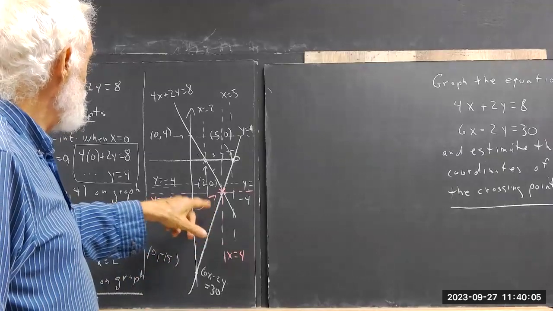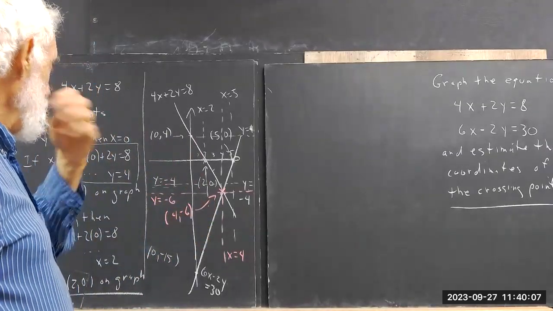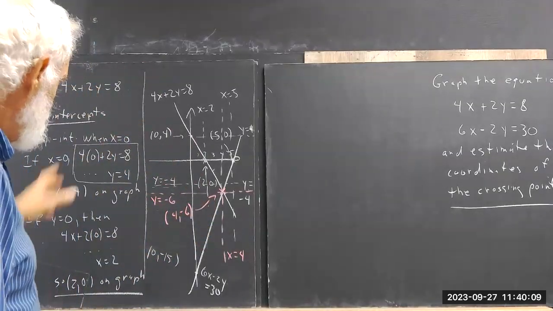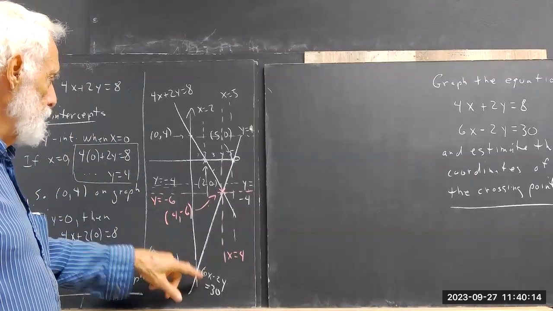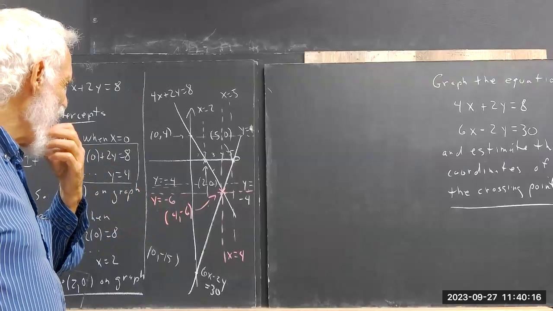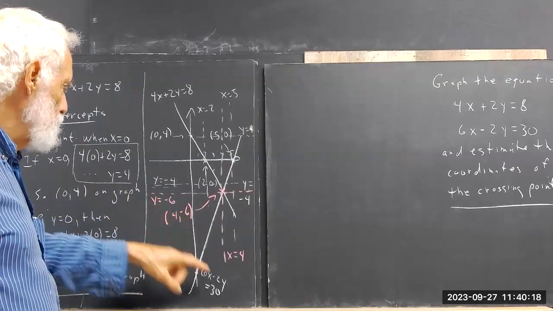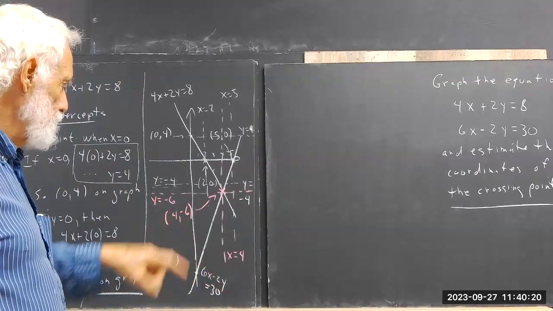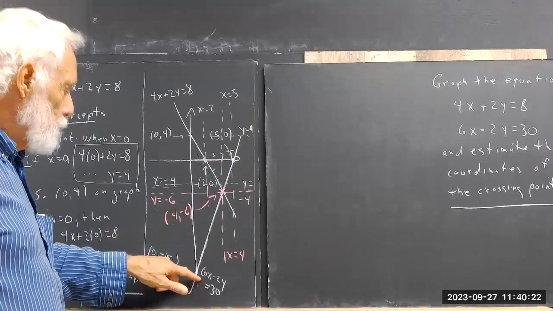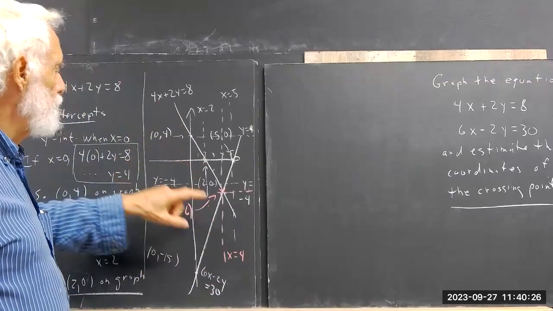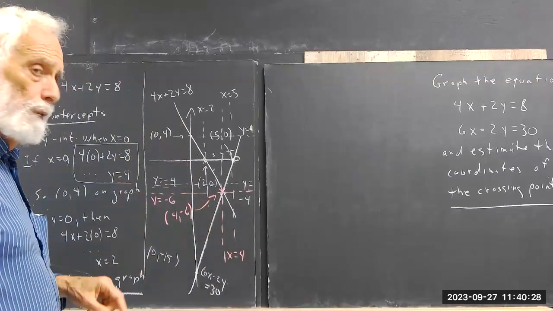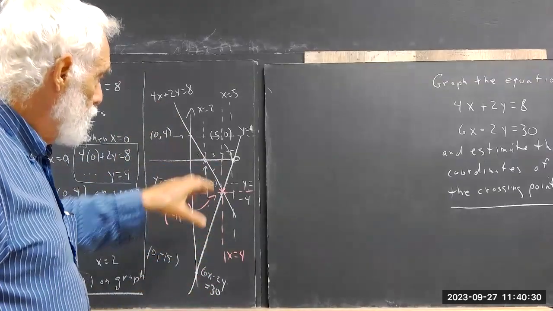I would say x is, well, let's do this. Okay, so now if x is 4, 6x would be 24. And then -2 times -6 is -12. We get 36 instead of 30. So the coordinates of the point don't give us really good results, but we're probably not too far off.